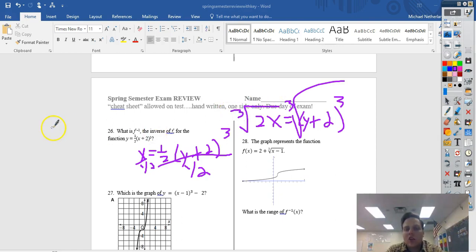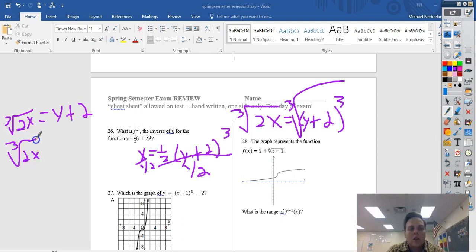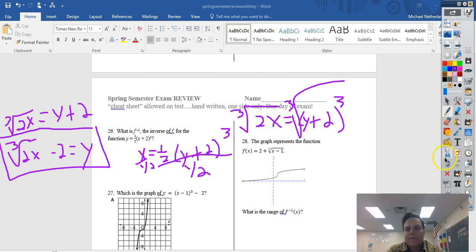So I get the cube root of 2x. Sorry, I'm writing all over the place. I'm running out of space. The cube root of 2x is equal to y plus 2. So then the last thing I need to do is subtract 2 over. So I have the cube root of 2x minus 2 is equal to y. And there we go. Okay.